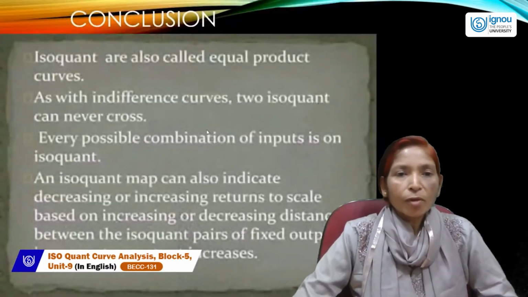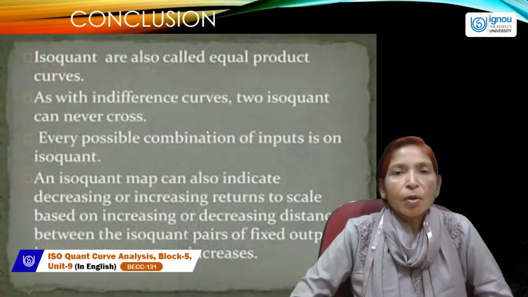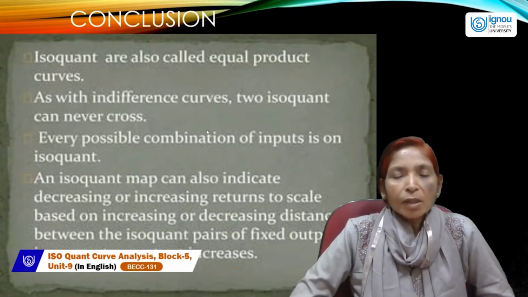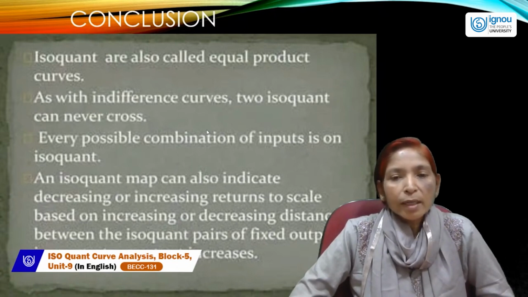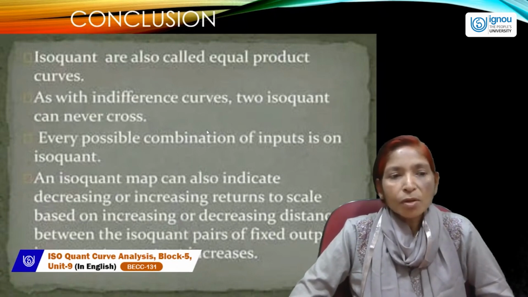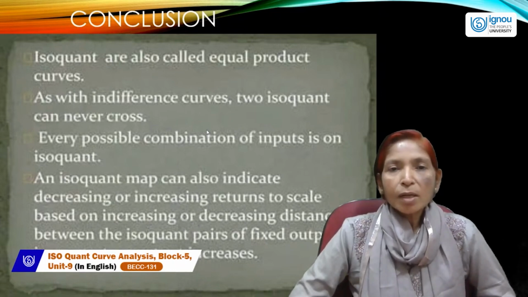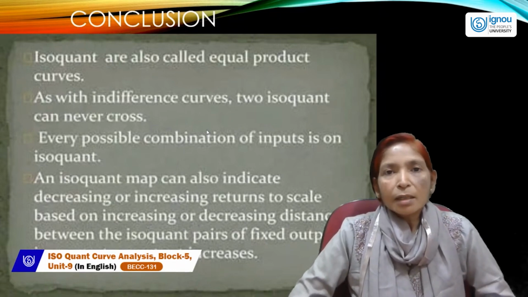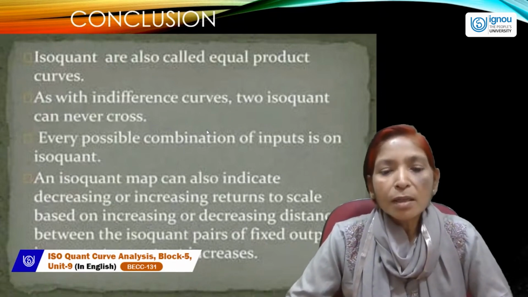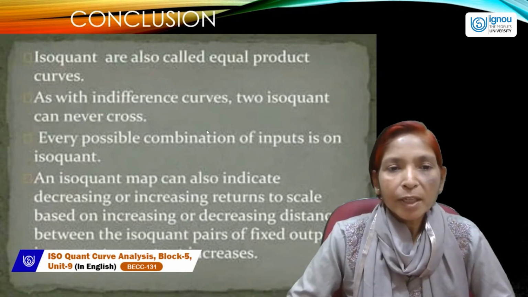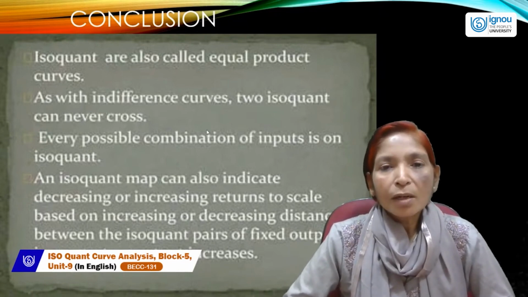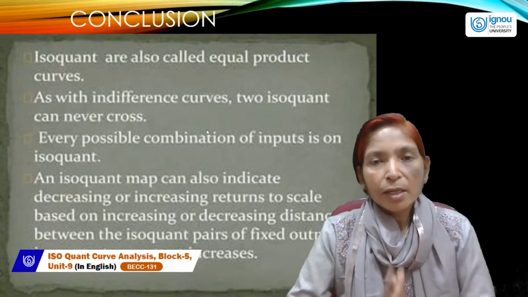Now we can conclude from today's session that we have discussed the isoquant curve, which is known as the equal product curve. Same as the indifference curve, the isoquant curve never touches any axis and never intersects another. Every possible combination of input is on an isoquant. And the isoquant map indicates the family of isoquant curves. Now we have completed isoquant curve and production function.